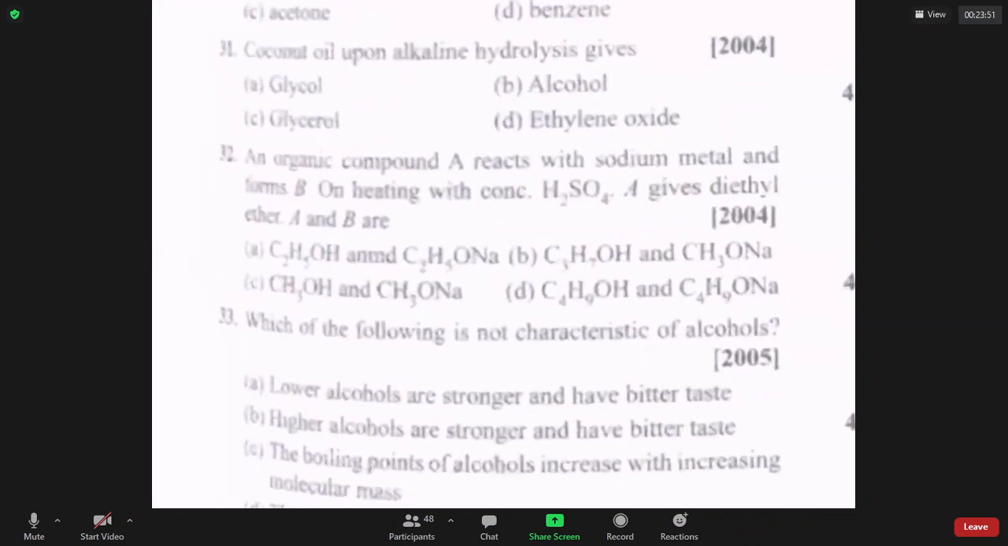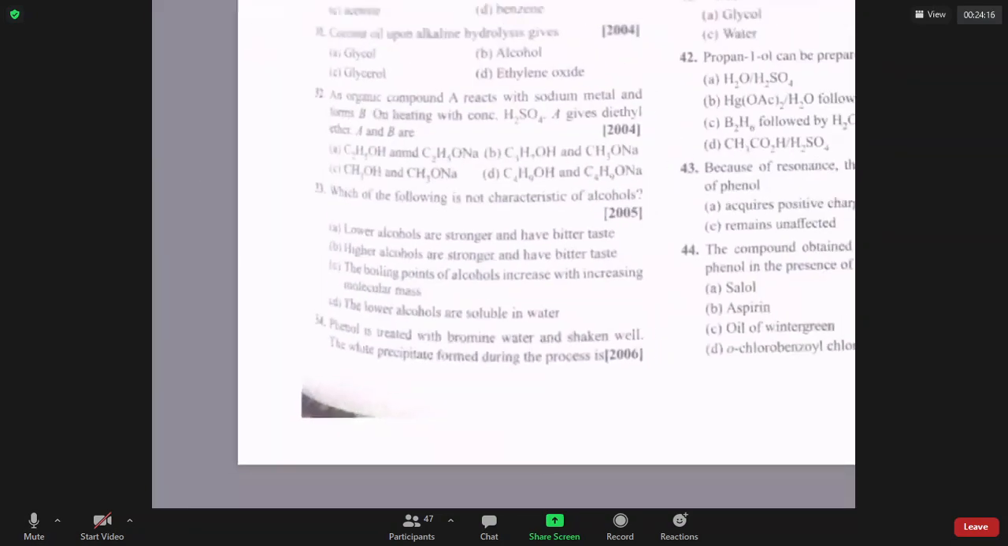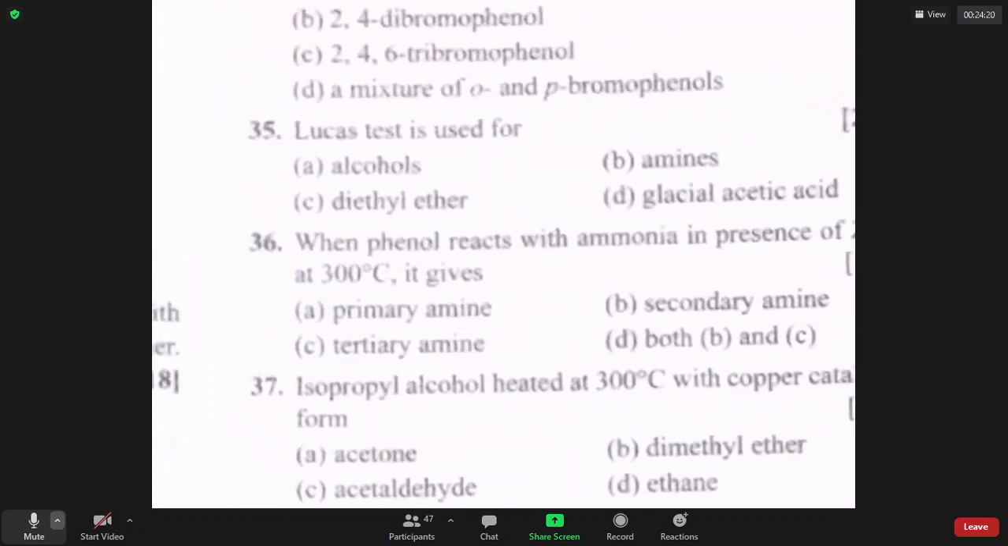Question number 32. Can you read the question number 32, sir? An organic compound A reacts with sodium metal and forms B. On heating with concentrated sulfuric acid, A gives diethyl ether. Obviously, A must be ethanol, B must be sodium ethoxide. This question appears to be silly. So let us go to question number 35.